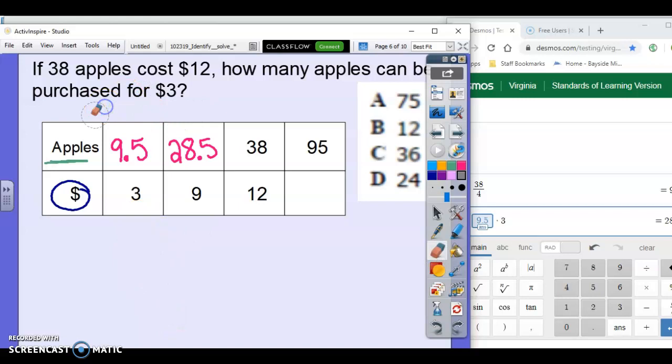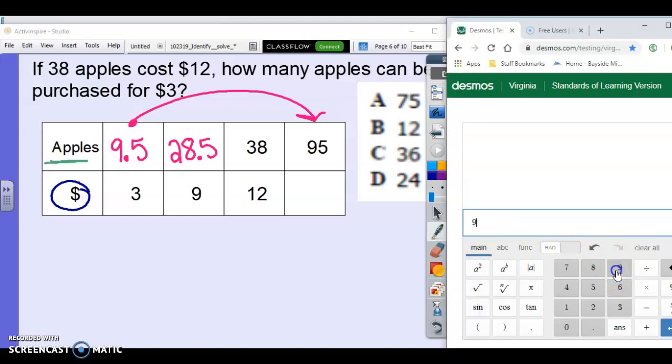So here we go. We have to figure out, okay, this is our missing spot. We have to try to get to 95. None of these, I think, are going to go in there very nicely. So we're just going to figure out, okay, let's just go from here. How would I go from 9.5 to 95? Well, I don't know. So let's do the opposite and divide. Let's figure out what is 95 divided by 9.5.